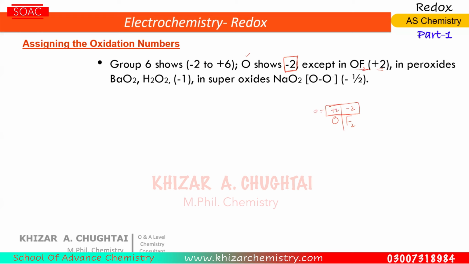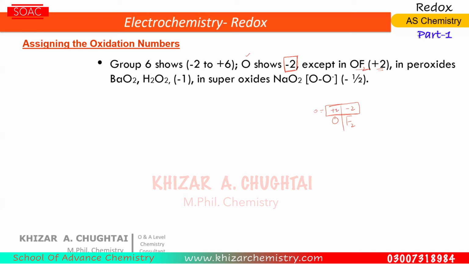It is an exceptional case. Otherwise, it mostly shows -2. Sometimes it shows -1. Sometimes it shows -1/2, which is not in your Cambridge syllabus. But in peroxide, when the question mentions that it's a peroxide, the oxidation state is -1. So usually -2, exceptionally +2, and -1/2 is not in your syllabus.